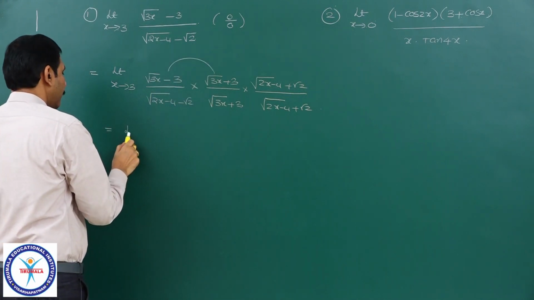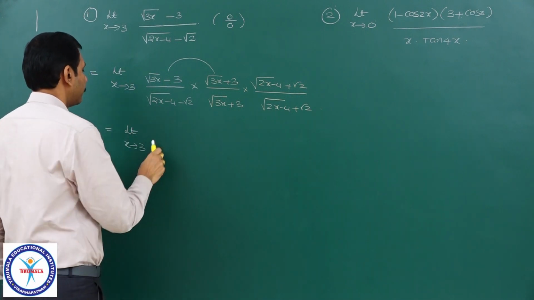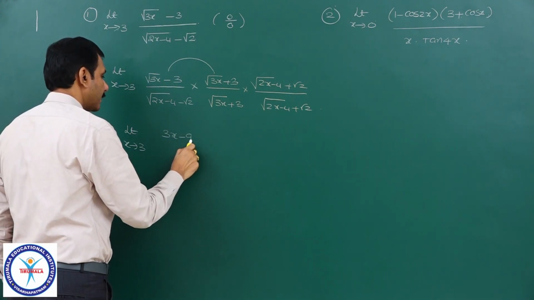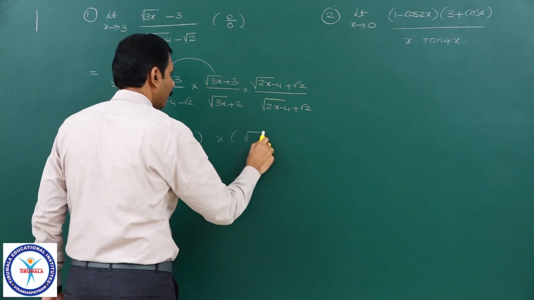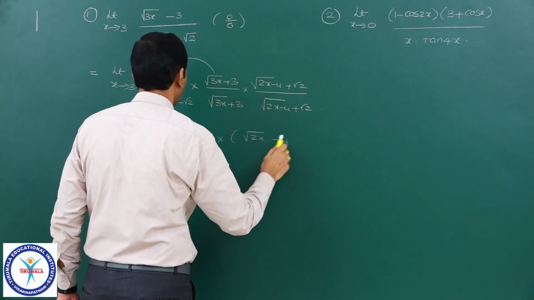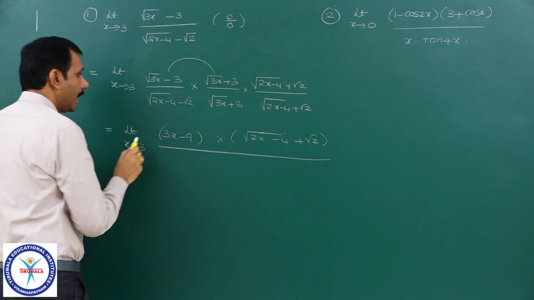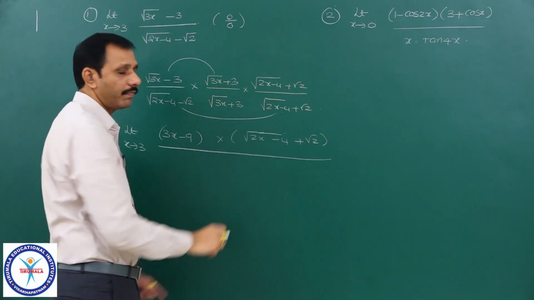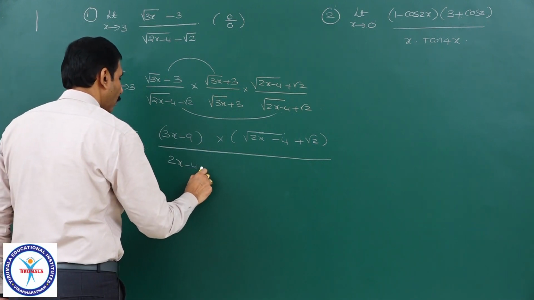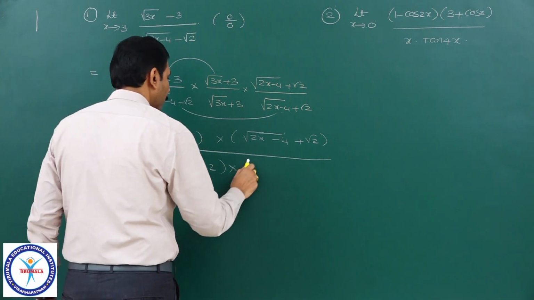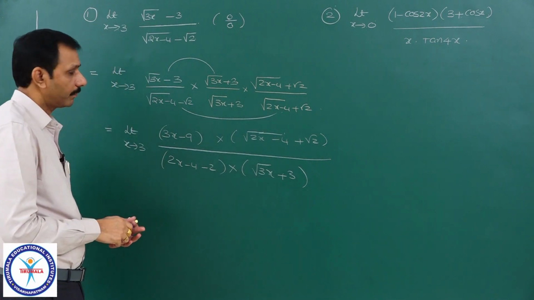These two multiplications are of the form a minus b into a plus b, which is a square minus b square, so the numerator becomes 3x minus 9, followed by the factor root of 2x minus 4 plus root 2. In the denominator, the two are of the form a minus b into a plus b, so it is 2x minus 4 minus 2, into the term root 3x plus 3. You write it.